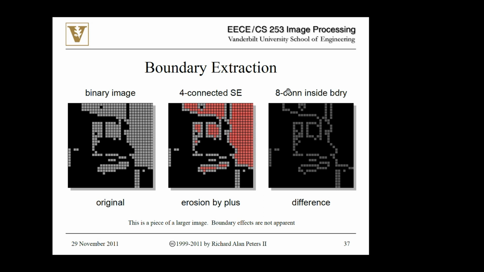Okay, so let's say that instead of eroding with set 8, we erode by set 4. Now we erode with set 4, this is the result, and this is the boundary. Now the boundary is an 8 connected inside boundary. So depending on which kernel we use to erode, you have an 8 connected inside boundary or a 4 connected inside boundary.